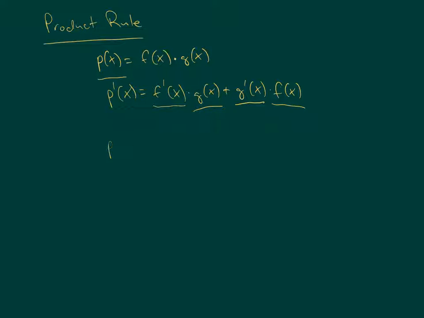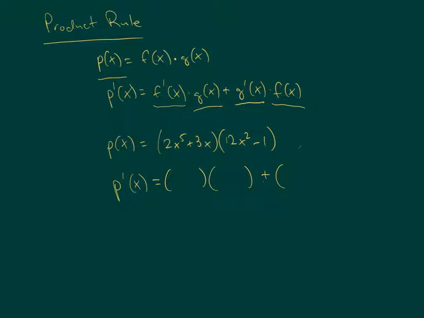So a quick example of this is, let's say p of x equals 2x to the 5th plus 3x times 12x squared minus 1. Now you could multiply this out and then do the power rule, but that takes a long time. So instead, why not just apply the product rule where you take p prime of x. I usually just draw out 4 parentheses to help me keep track of what function goes where.